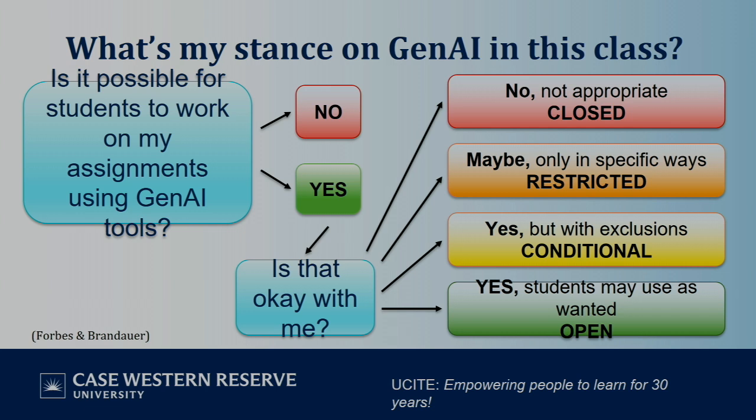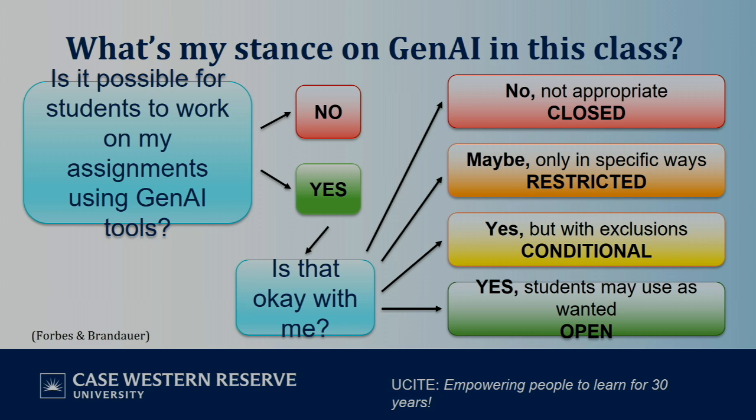If it is okay with you, then there are 4 categories that this particular resource suggests. One would be no, obviously, it's not appropriate, and so they categorize this as the class would be closed to Gen AI tools. Another one, maybe, and yes, restricted conditional. I think that's the model that's being shared here. The maybe part, restricted and conditional, I think of as 2 very related terms.